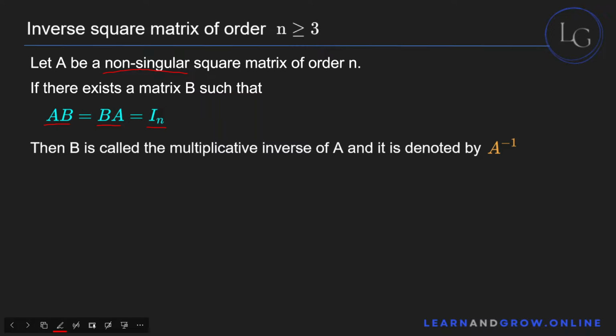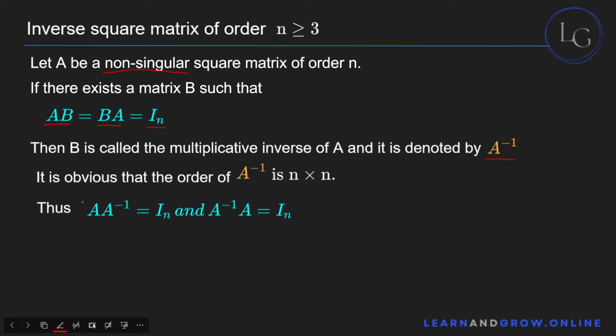And B is basically the multiplicative inverse of A, and it is denoted by A inverse. So if you multiply A with its inverse, it'll give you the identity matrix, or if you multiply the inverse of A with A, it'll give you the identity matrix as well. So that's one way to deal with inverses.